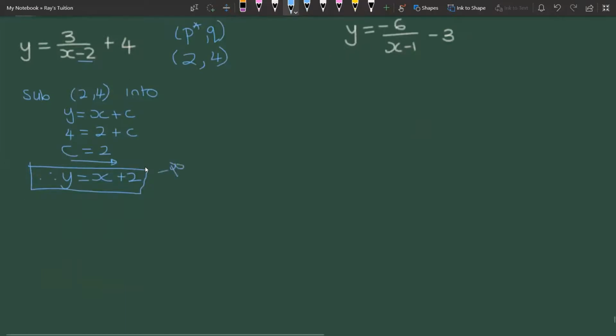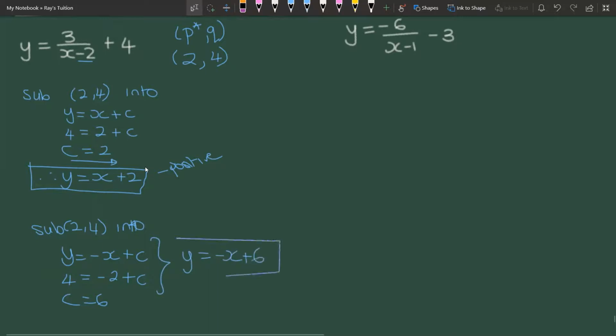Let us get the negative one. We do the same process. We substitute our 2 and 4 into, and this time we're going to use the negative one. So y is equal to negative x plus c. So y is 4 and x now is negative 2 plus c, and solving for c, we get c is 6. So then this one gives us y is equal to negative x plus 6. If you are uncertain about how to get the equation of a straight line, or if these steps are confusing you, please watch our straight line videos.